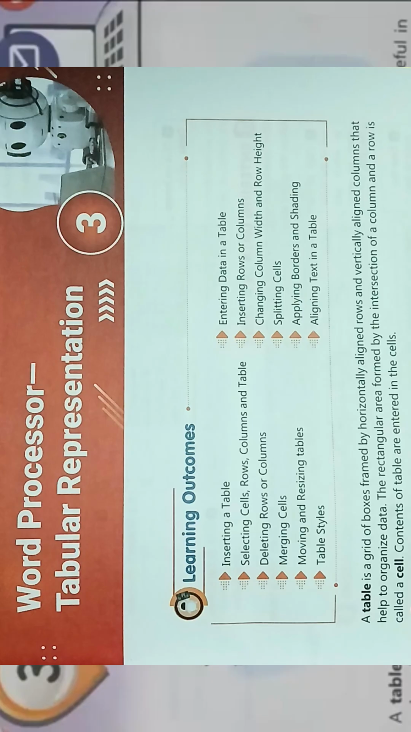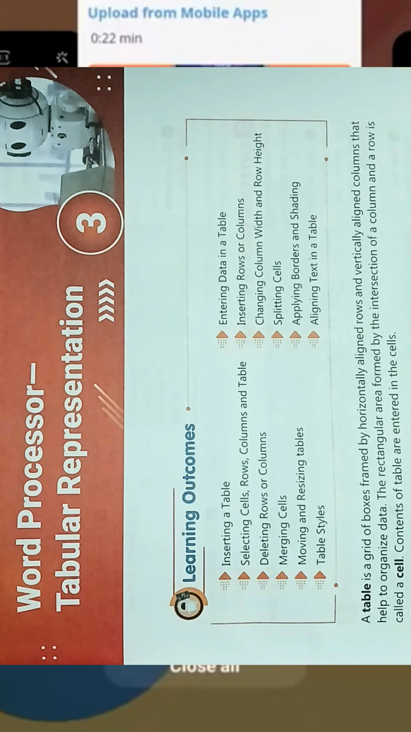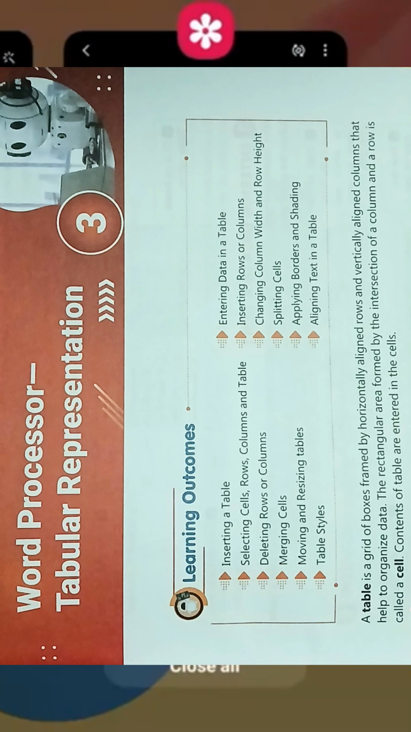What is data? Data is raw facts which are stored in the form of text or graphics, which can be entered inside the cells. And what is a column? A column is a vertical series of cells in a table, whereas a row is a series of data items placed in a horizontal line in a table. Let's see how we can insert a table.